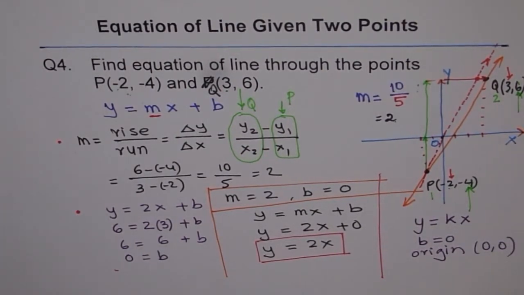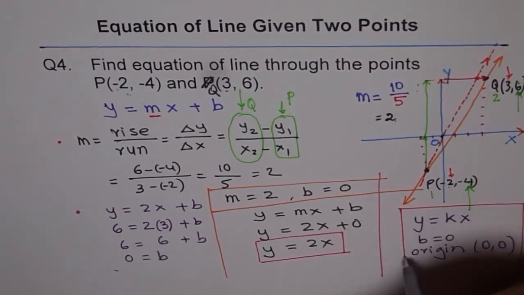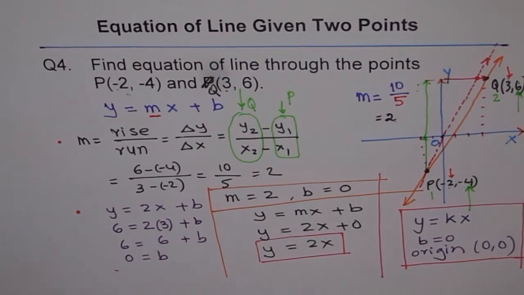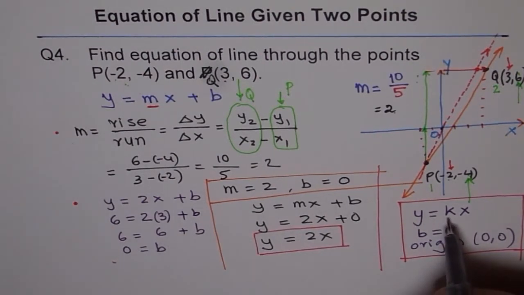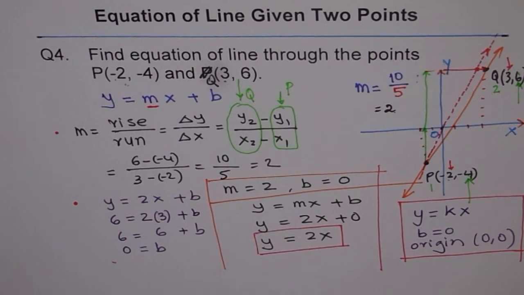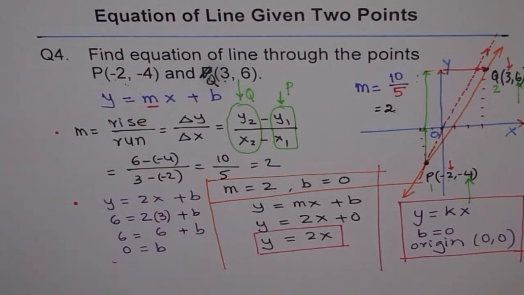So remember this. That's a key learning from this particular example. A line of the form y equals 2x, 3x, 4x, 5x or something like that. In general I wrote kx, where k could be any real number. Then the line goes through the origin. It's like a direct variation. Okay? Thank you.